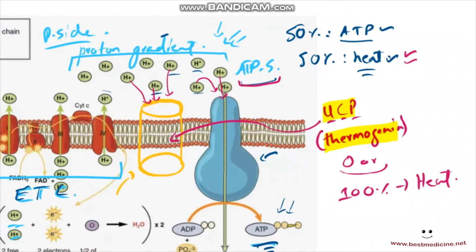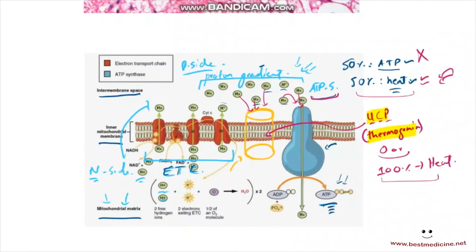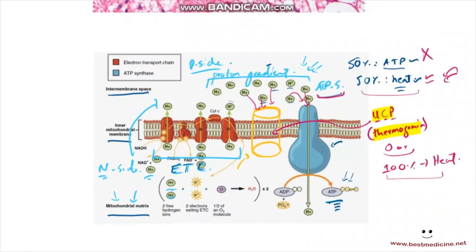And this uncoupling protein allows the protons to flow back into the intermembrane space without passing through the ATP synthase, without producing any ATP. So all of that proton gradient is used towards making heat. So instead of 50% that normally occurs, almost 100% of the proton gradient is used to make heat. And that's what occurs in the brown adipose tissue.